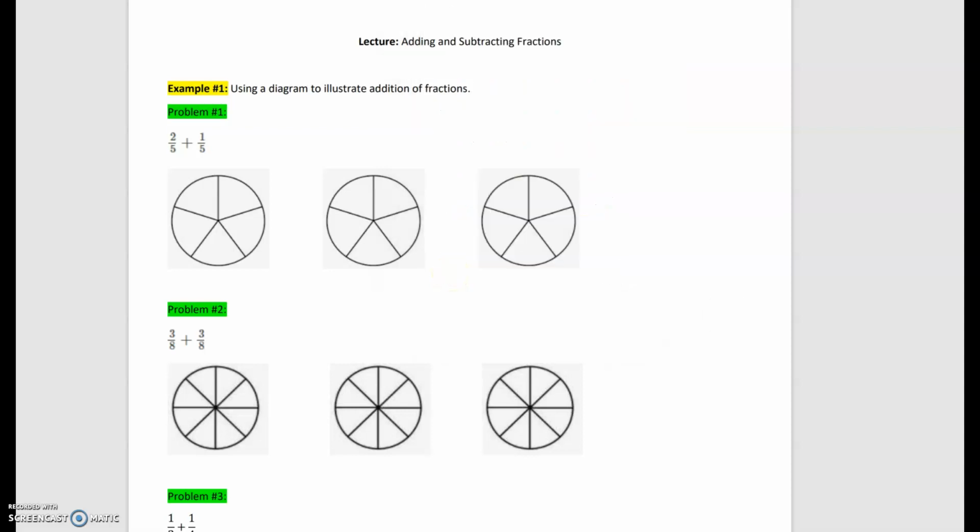Hi class, in this module we're going to be taking a look at addition and subtraction of fractions. Now, the first set of problems, they basically want us to do the addition by looking at shapes. And here's the basic idea.